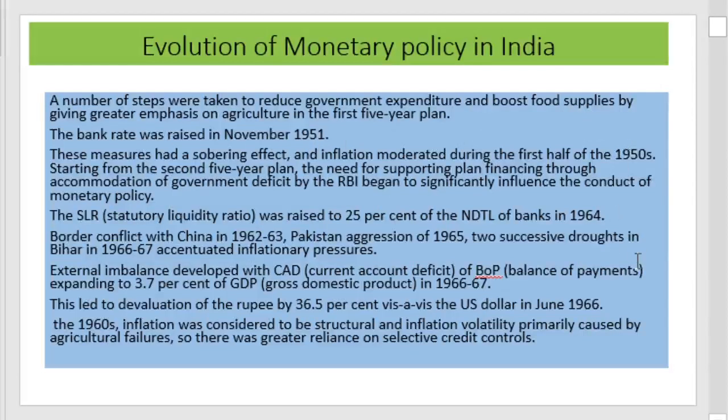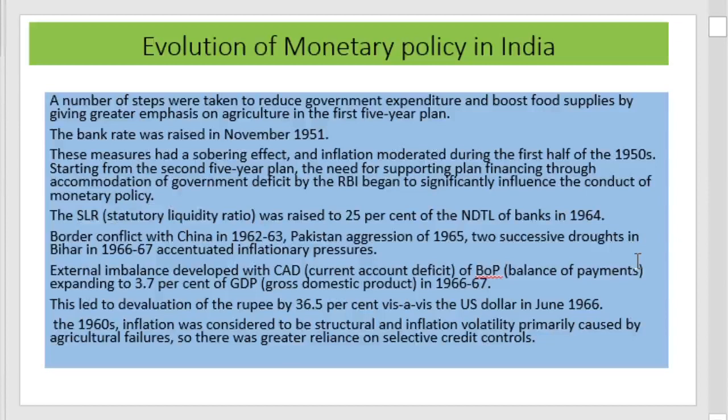And the bank rate was raised in November 1951. These measures had a sobering effect. Inflation moderated during the first half of the 1950s. Starting from the second 5-year plan, the need for supporting plan financing through the accommodation of government deficit by the RBI began to significantly influence the conduct of monetary policy. And the SLR was raised to 25% of the NDTL of the banks in 1964.